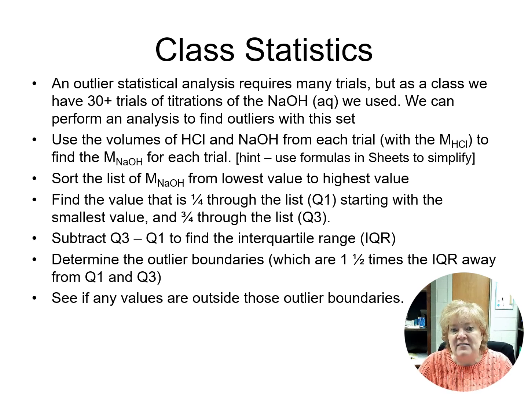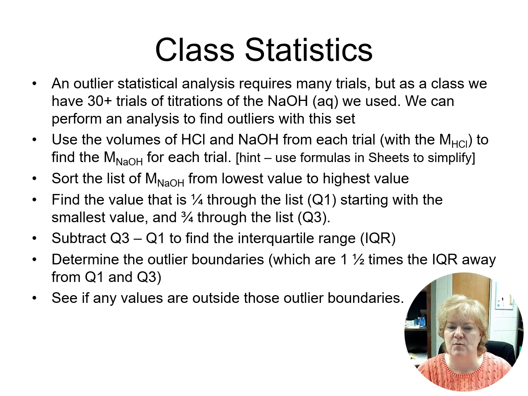All right, again, I have to have a large sample of things. In our case, as a class, we have a large number of trials. Each group did 3 titrations of that NaOH, and we all use the same solution. We have 12 groups times 3, that's 36 values. So we have a large number of values that we can do statistics on and see whether any of those trials are outliers. First, use your volumes of HCl and NaOH from each trial. We also know the molarity of the HCl. That's enough to calculate the molarity of the NaOH.